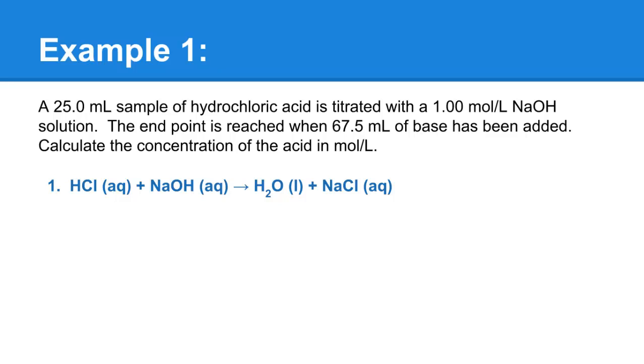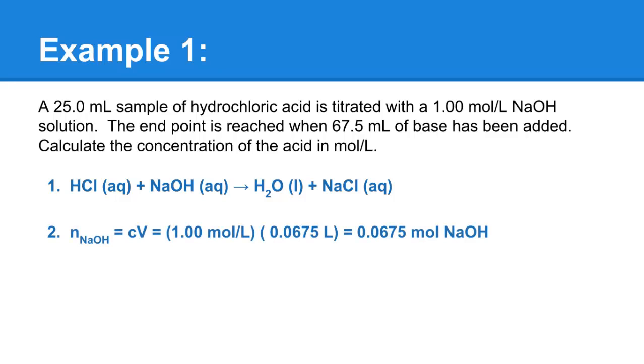Our second step then is to determine the number of moles of our known quantity. In this case, we know the concentration and the volume of sodium hydroxide, so we can determine the number of moles of sodium hydroxide that we have by multiplying the concentration times the volume. When we do so, we get 0.0675 moles of sodium hydroxide.